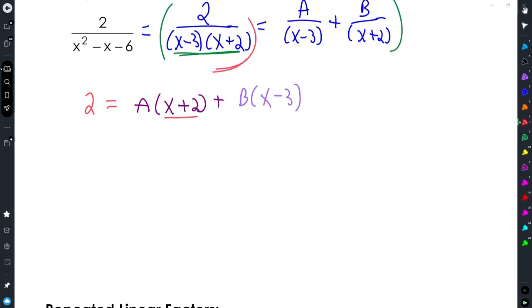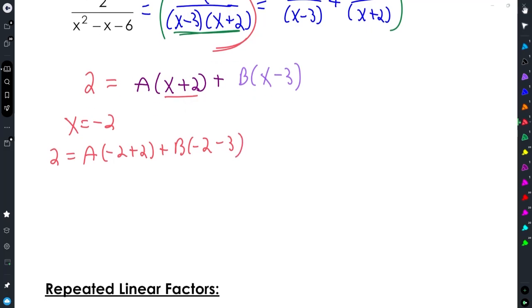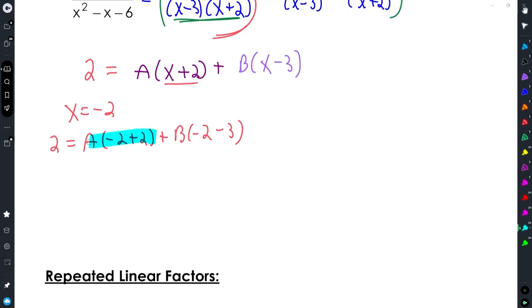So x equals negative 2 will make that 0. So let's do x equals negative 2. So 2 equals A times negative 2 plus 2, plus B times negative 2 minus 3. Again, this is going to be 0. So we're going to have 2 equals, negative 2 minus 3 is negative 5, so negative 5B. And we divide both sides by negative 5. B is going to be negative 2 fifths.